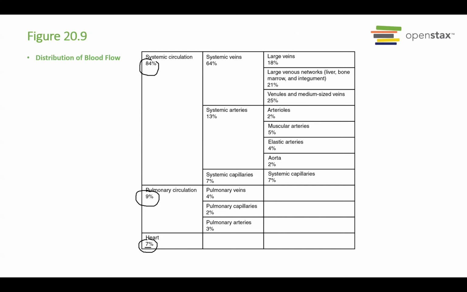In the systemic circulation, most of the blood actually stays in the systemic veins. So it is in the veins, and 13% in the arteries. Okay. And then 7% is in the capillaries. Okay, so these are the distributions of blood in our body. Of course, 80% will be in the systemic circulation because we have a lot of organs. So the blood will be in the systemic circulation more compared to the pulmonary and the coronary circulation.